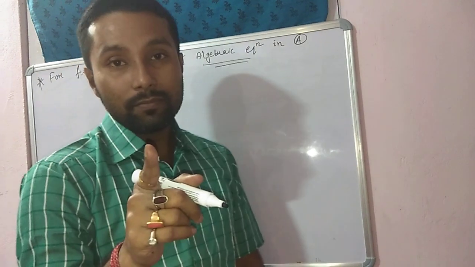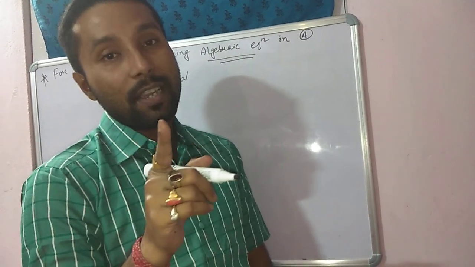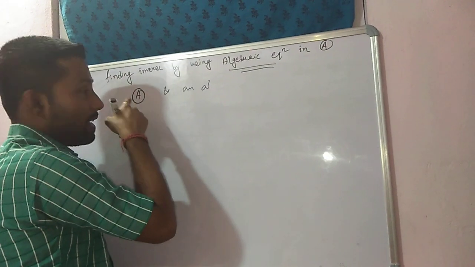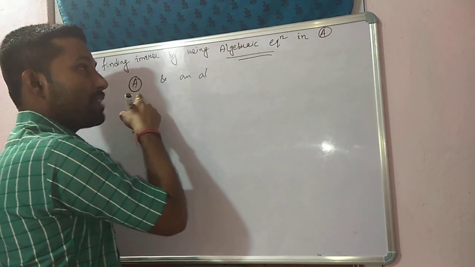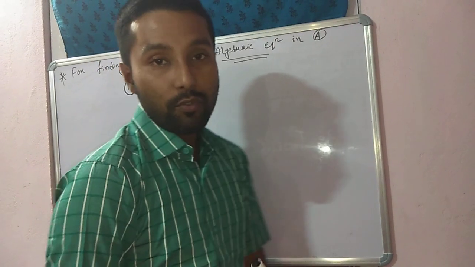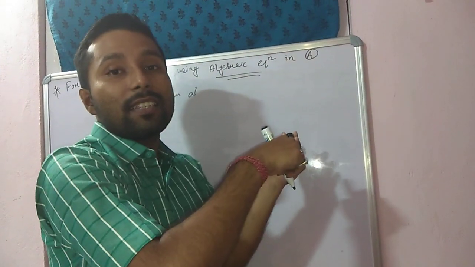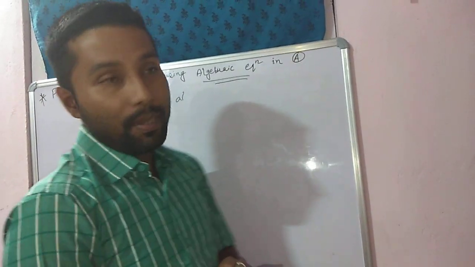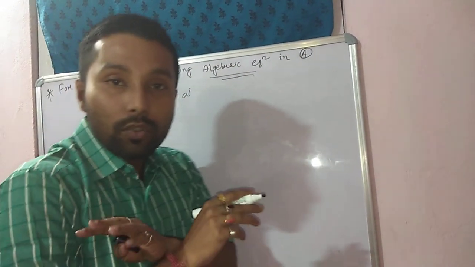What is the first step? In order to find the inverse, you have to check whether the given matrix A satisfies the given algebraic equation or not. If it satisfies, then only we can proceed. That means then only we can find the inverse. But if it does not satisfy, then there is no need to proceed.